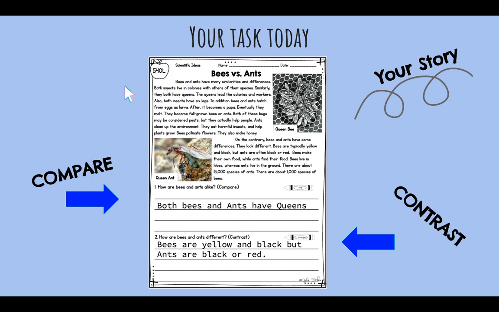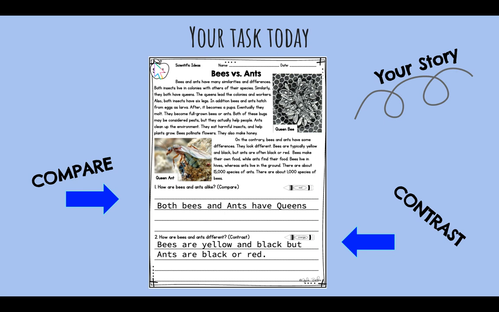Bees and ants have many similarities and differences. Both insects live in colonies with others of their species. Similarly, they both have queens. The queens lead the colonies in workers. Also, both insects have 6 legs. In addition, bees and ants hatch from eggs as larvae. After it becomes a pupa, eventually they molt. They become full-grown bees or ants.